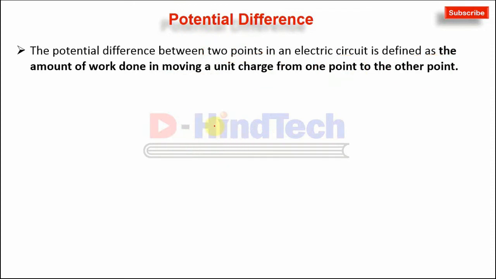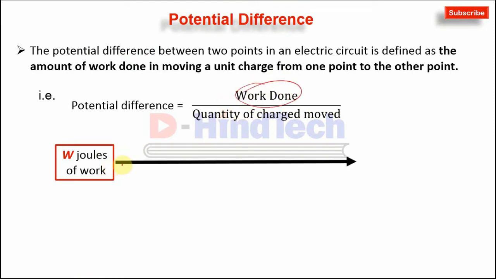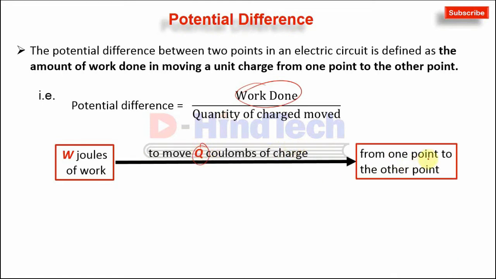So this is the simplest definition. If you want to learn in more detail, then you can watch my last video on electric potential. Now this statement we can arrange in the way of a ratio. See here, potential difference is equal to work done upon quantity of charge moved. So if W joules of work has to be done, then we need to move Q coulombs of charge from point 1 to the other point.